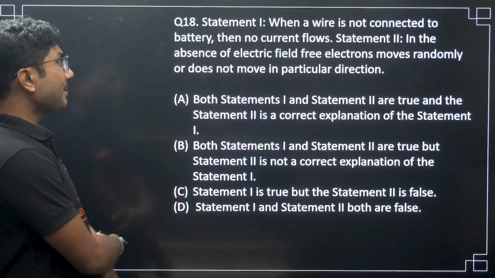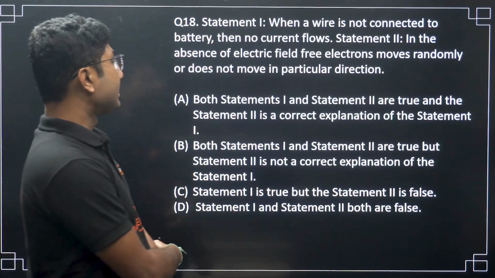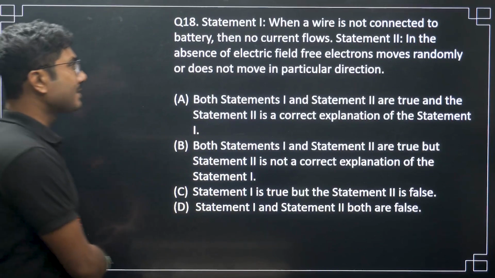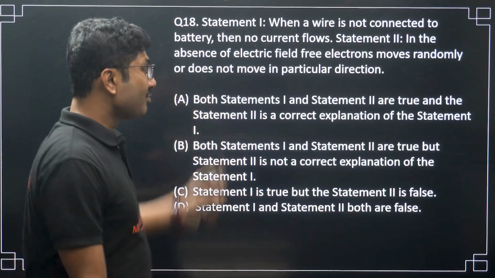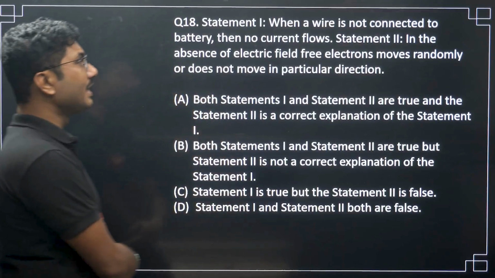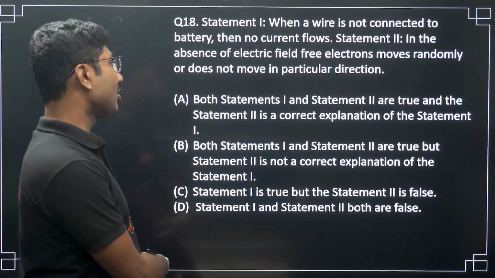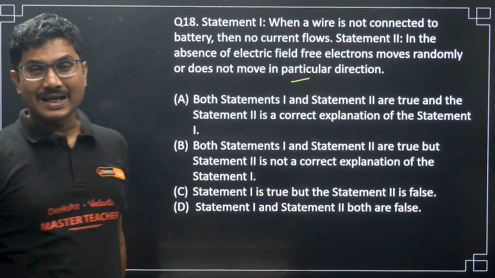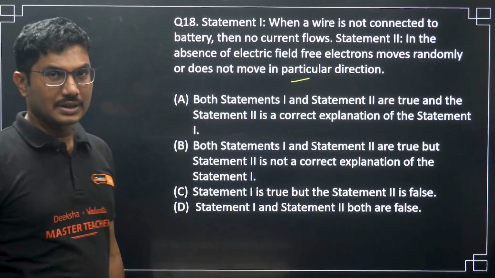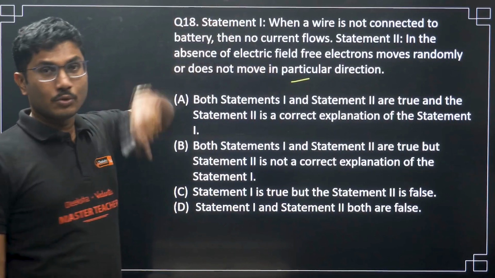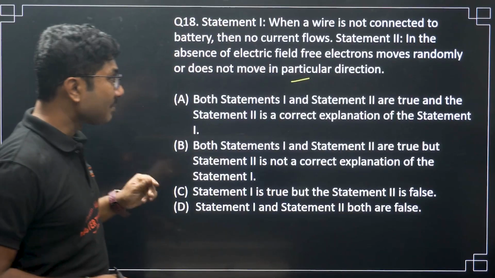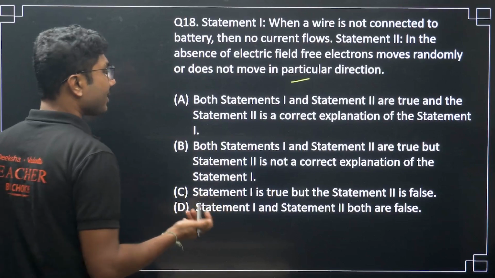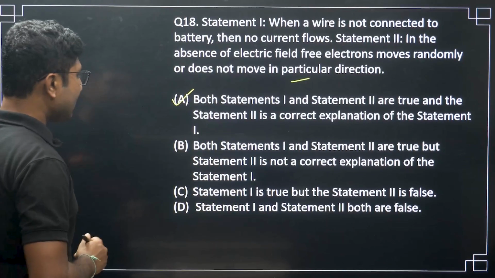Statement based question, this is also a new type. Statement 1: when a wire is not connected to a battery, then no current flows. Obviously, if you don't connect a wire, then there will be no current. Statement 2: in the absence of an electric field, free electrons move randomly and do not move in a particular direction. So the second statement is also true, and because the electrons are moving in random directions, there is no current flowing in the circuit. So both statement 1 and statement 2 are true, and statement 2 is the correct explanation for statement 1. So option A is correct.